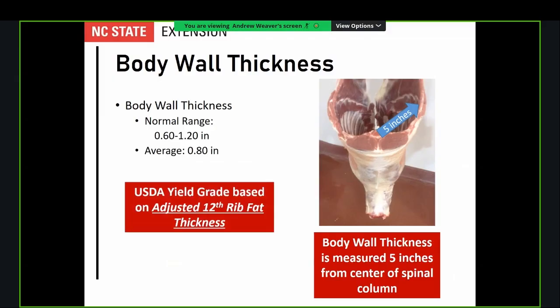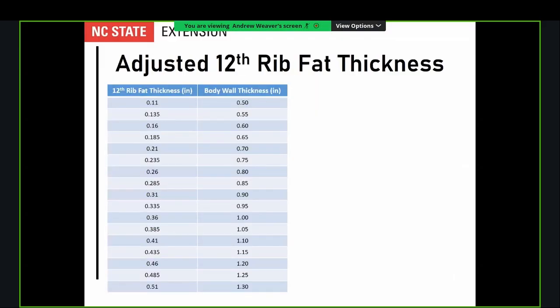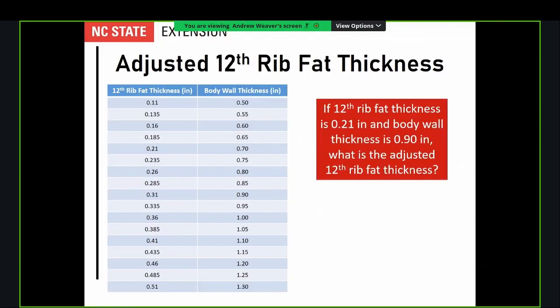Our yield grade is going to be based on that adjusted 12th rib fat thickness. When you hear me say adjusted 12th rib fat thickness, I'm taking the 12th rib fat thickness and adjusting it based on body wall thickness to get that final fat thickness measurement. This is the table that I use to adjust that. Let's walk through an example here.